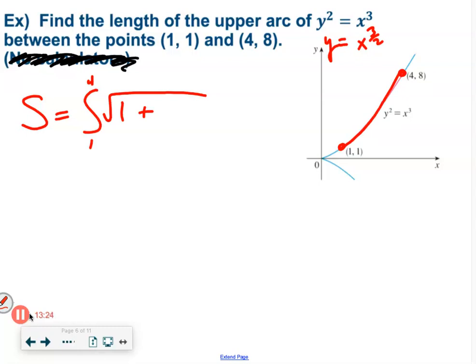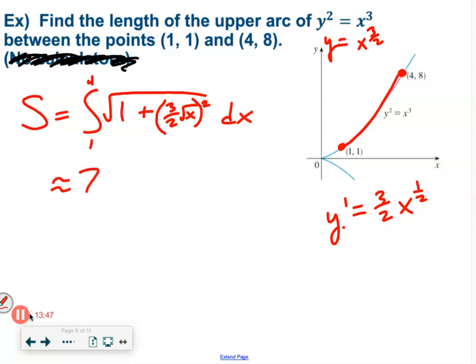So our y prime, I'm going to come down here. So y prime would be 3 halves x to the 1 half. So you'd have 3 halves root x quantity squared dx. Okay, so if you put that in your calculator, I got 7.6337. Something like that. Any questions on that?